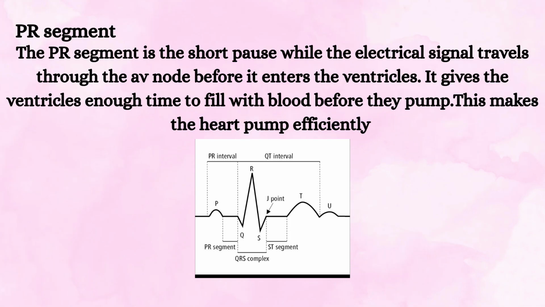PR segment. The PR segment is the short pause while the electrical signal travels through the AV node before it enters the ventricles. It gives the ventricles enough time to fill with blood before they pump. This makes the heart pump efficiently.